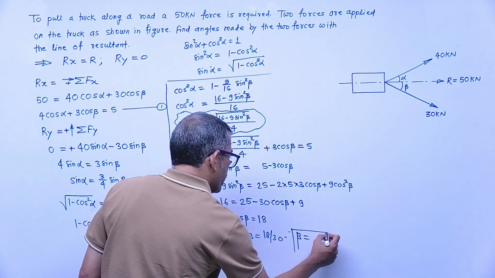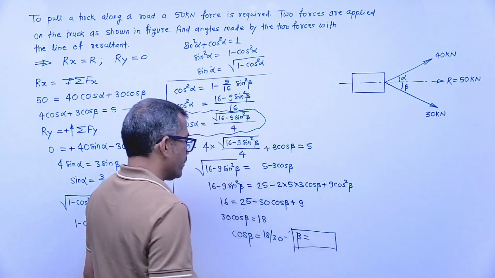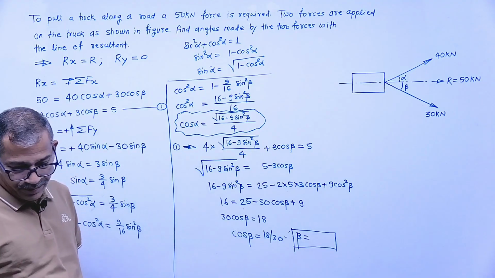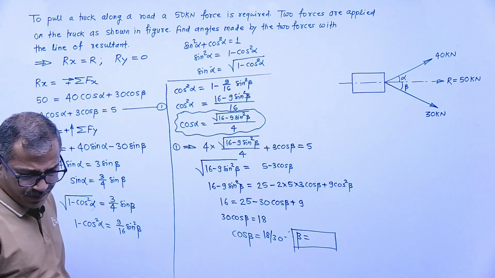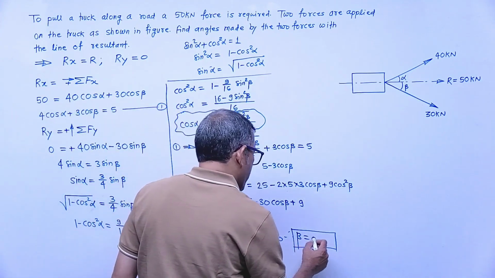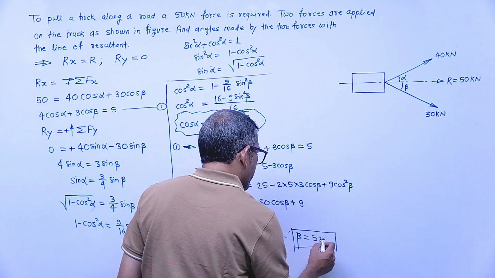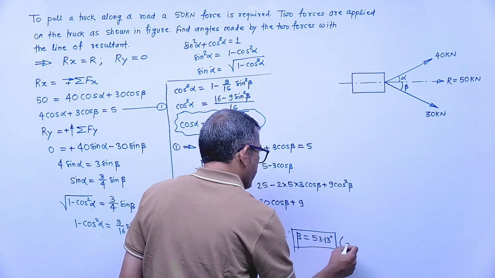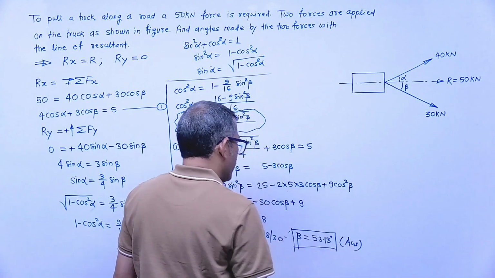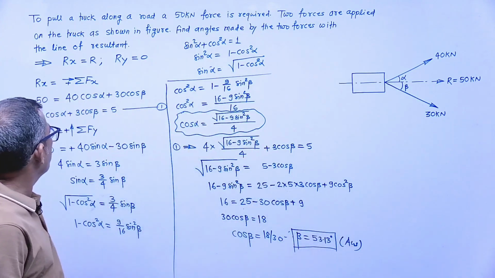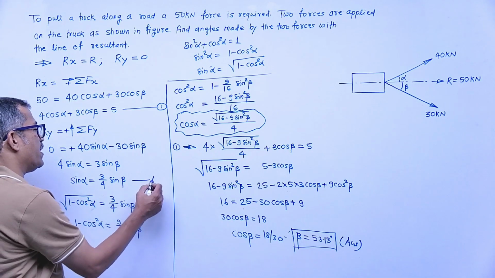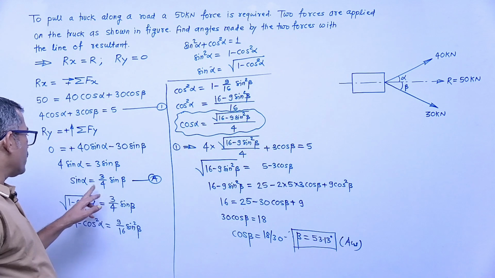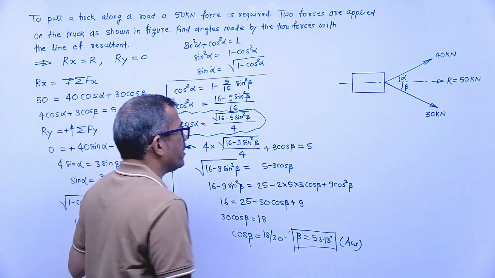Do cos inverse of 18 by 30. Beta comes out to be what? 53.13 should come. 53.13. This is your first answer. Now this beta we will substitute in this equation, in any equation. We can do it in this one. Say equation A, beta is known, so substituting beta here we should get alpha, right?